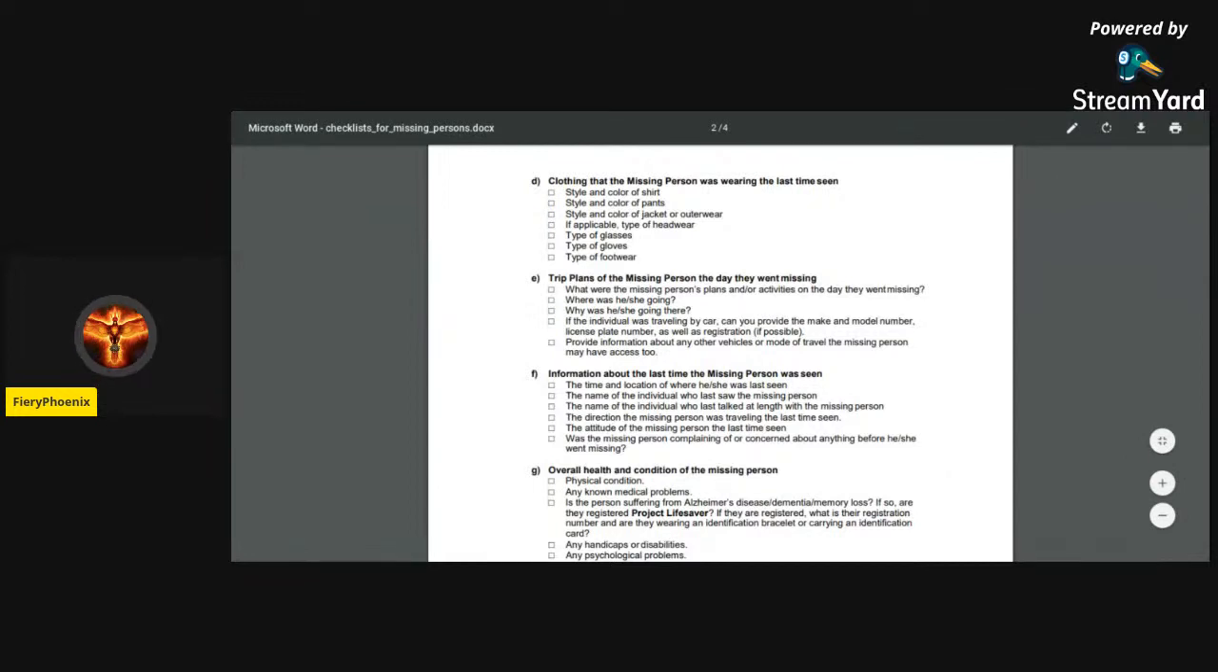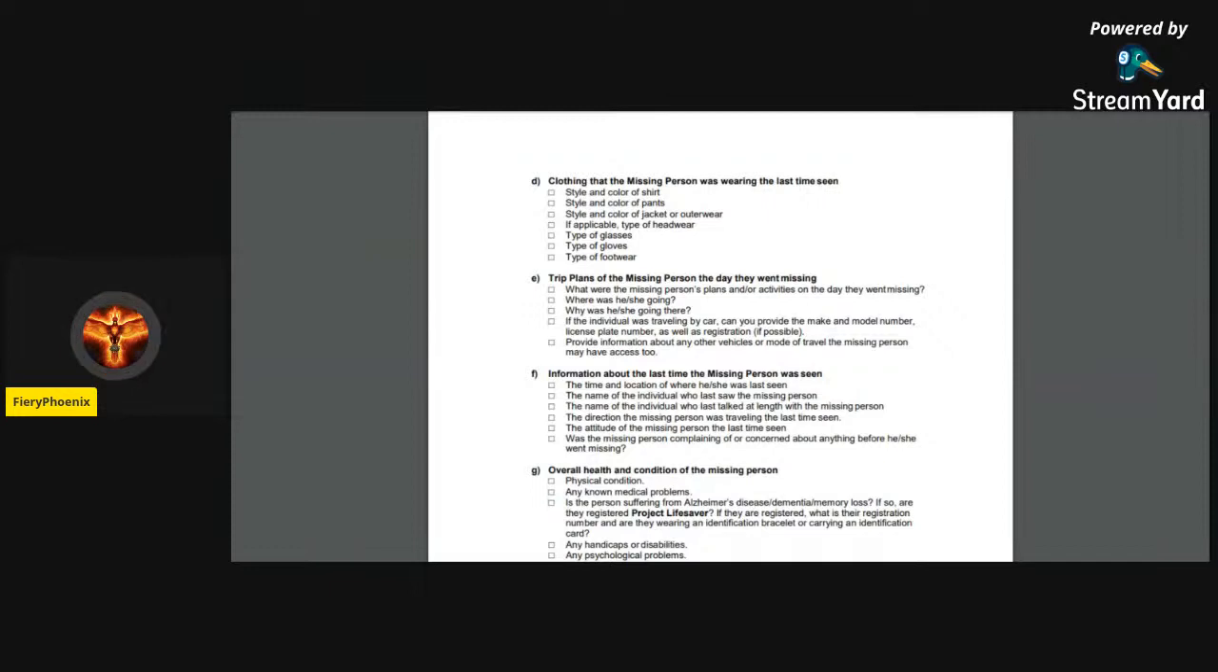Now this is a good one. The name of the individual who last talked at length with the missing person. Find out who they talked to. Find out why. You don't have to be like, okay, what's the conversation about? You just find out what time and about the conversation. The direction that the missing person was traveling when last seen.